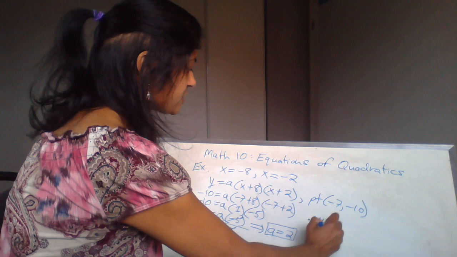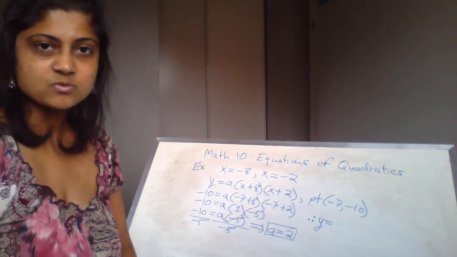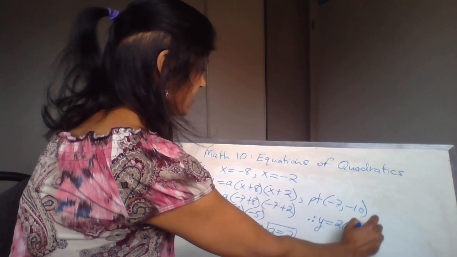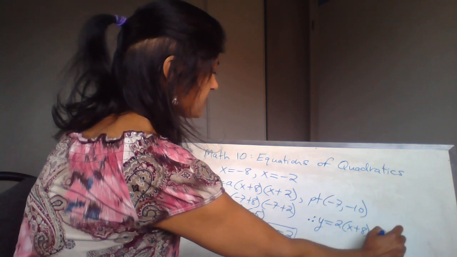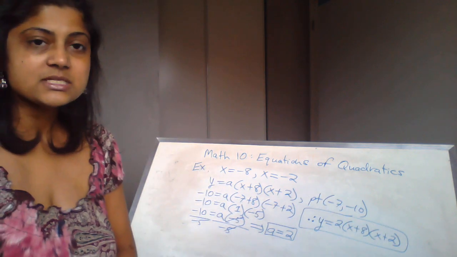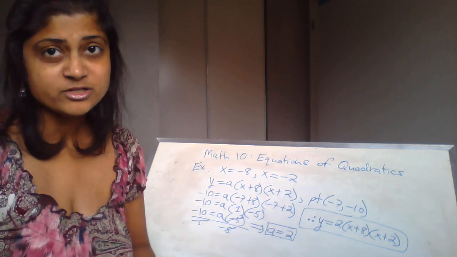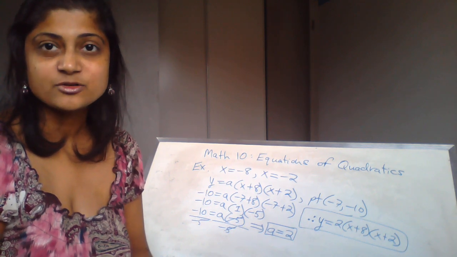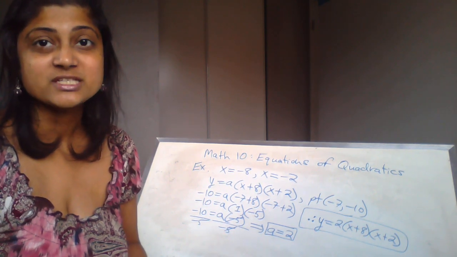And let's write our equation at the top. So the equation is y equals 2, and it's going to be x plus 8, and then x plus 2. So this again, just like we did the other 2 questions, is in the factored form, but we should be changing it back into the standard form. So it depends on what the question is asking.